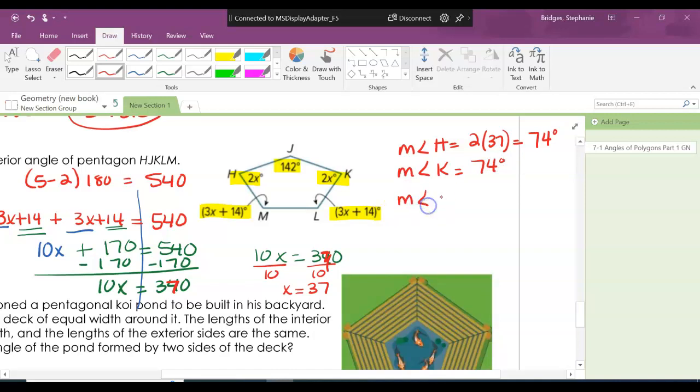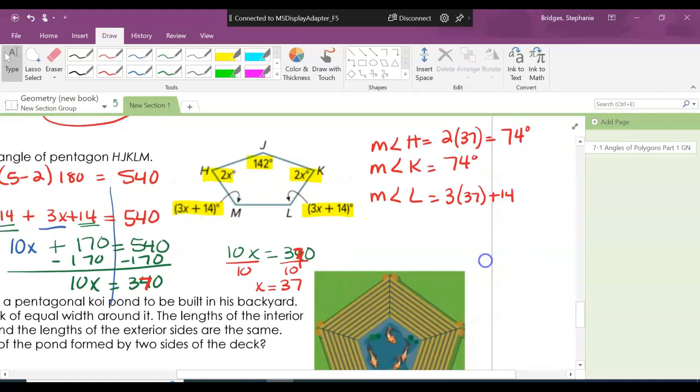Then we're going to do the measure of angle L. That one says 3 times my x plus 14. So let's see, 3 times 37 plus 14 gives me how much? Three times 37 plus 14, come on. 125, okay. And then the measure of angle M, is that the same as L? Yes, I'm going to get that too.